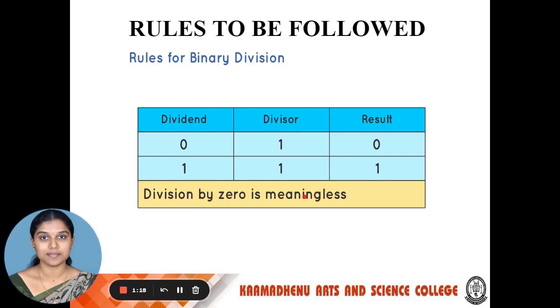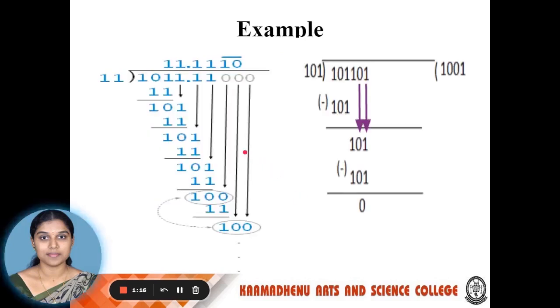Next, the example. Here I have given two examples. Let's see one example: 101101. This is the dividend. Another one, 101, is the divisor. If I take this one only, there is no way to divide, so I took the first three digits for division.